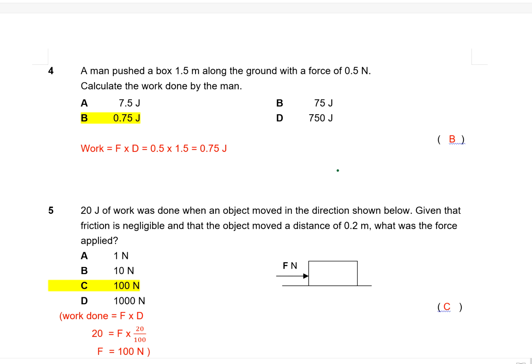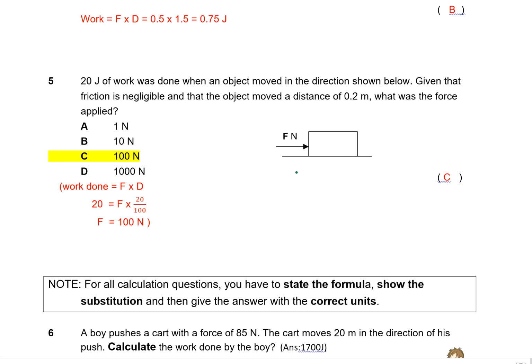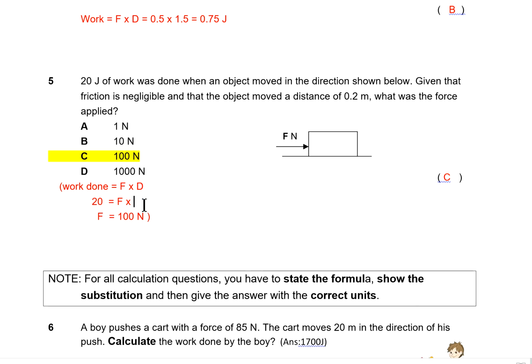Question 4, it is a calculation for work done. Again, force times distance. You apply 0.5 newtons, the box moves 1.5 meters. So the work done will be 0.75. Question 5. Now for question 5, the work done is given, the distance is given, and then you will find the force. I think there's a little bit of error here. This one, you don't need to do calculation. This is just 0.2 directly. Okay, so the answer is 100 newtons.